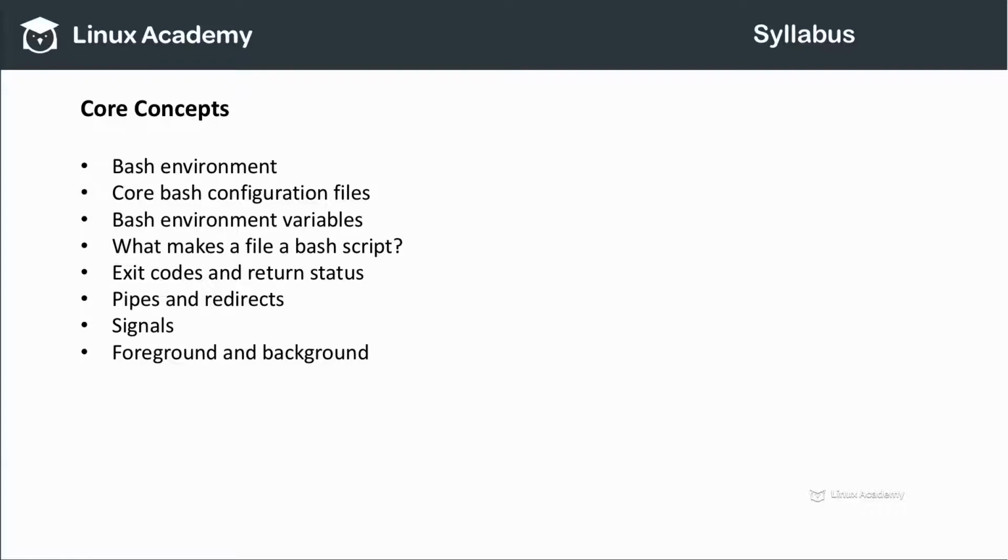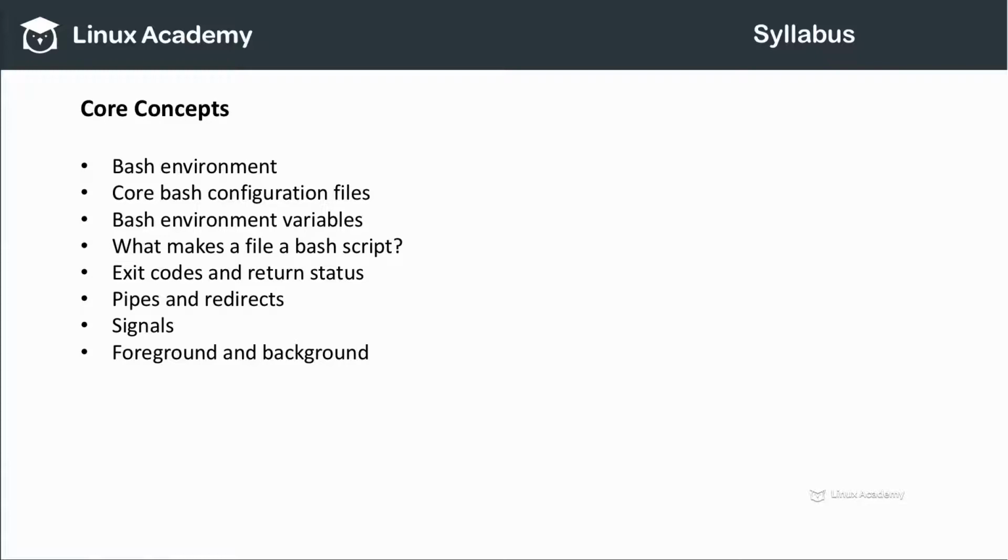The first section, outside of the introduction, we're going to look at core concepts for bash scripting. And all we mean by that are things like the bash environment itself. We'll talk a little bit and give a little bit of history about the bash environment, and then we'll talk about a lot of the configuration files, the core bash configuration files, like bash profile and bash history and bash RC, etc. We'll talk about environment variables and how those affect bash, how we can get them from within our scripts, as well as how we can set them so that our script can take advantage of them.